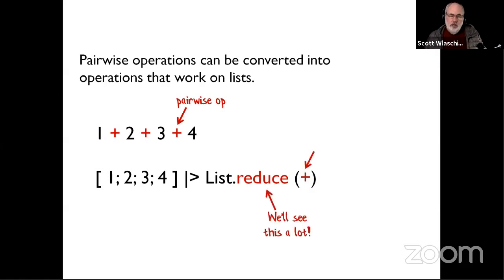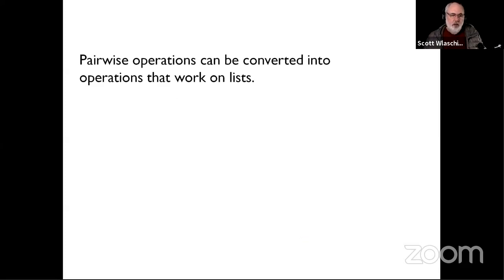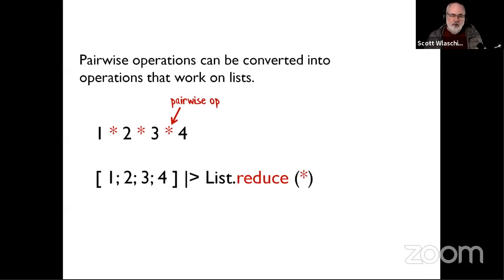I'm going to use this a lot in programming. Again, if I want to multiply a list of things, okay, I've got a pairwise operation. I can reduce this list using multiplication.